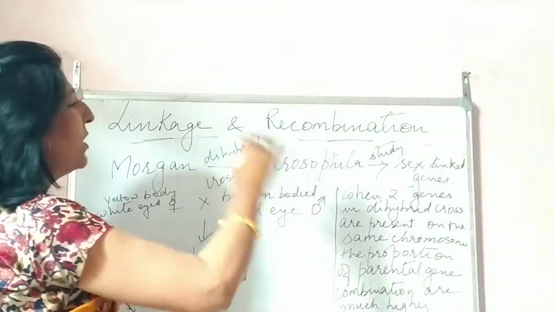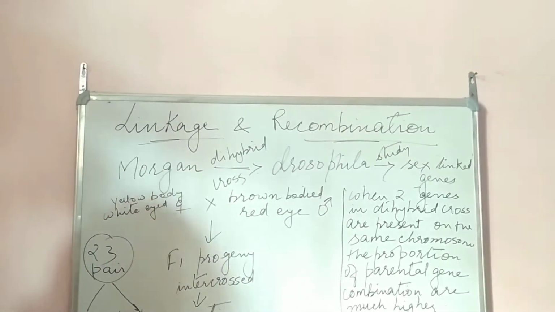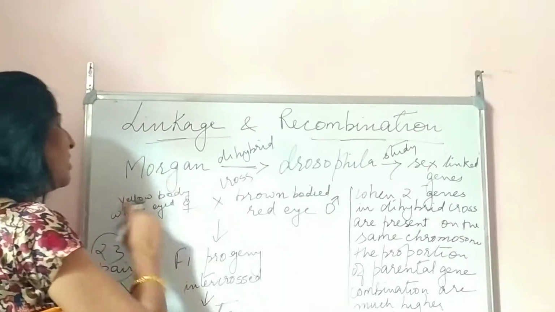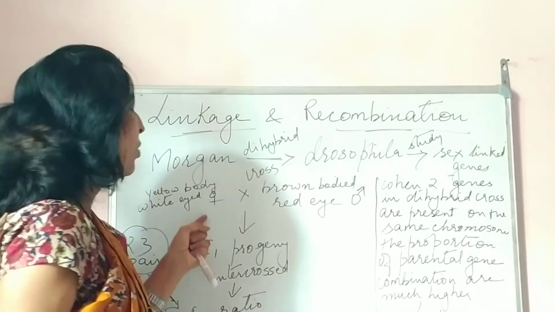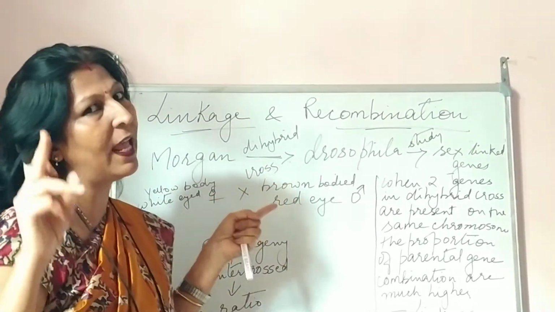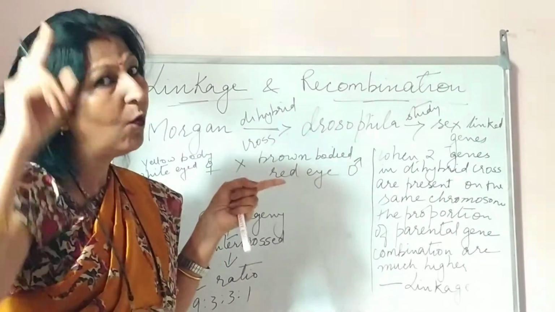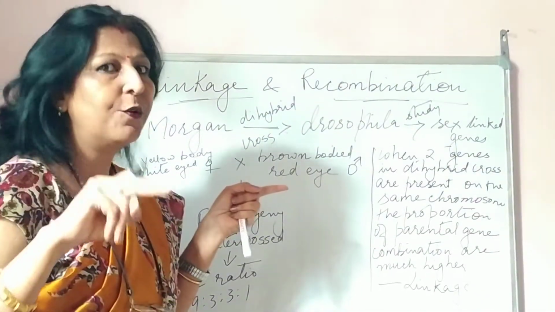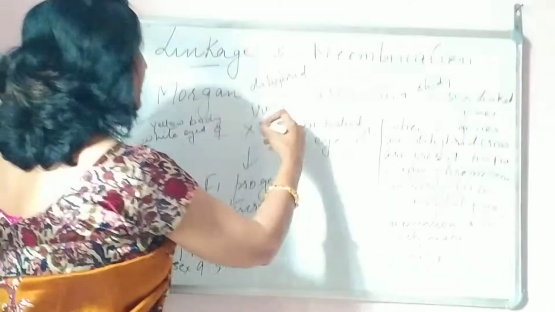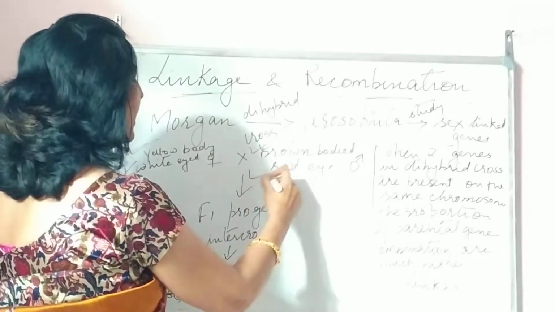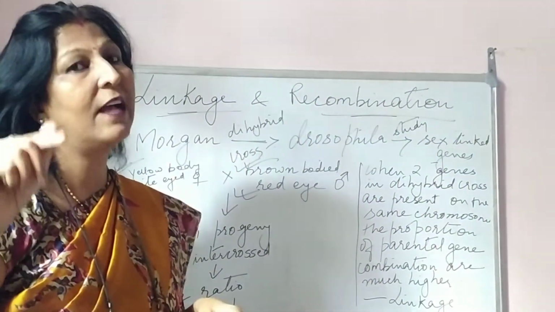So what did Morgan do? Morgan took yellow bodied, white eyed females, those Drosophila whose body was yellow and whose eyes were white, and he crossed them with brown bodied, red eyed flies. Like the dihybrid cross where we took the shape and the color of the seed, round and wrinkled, green and yellow, here also he took two factors: yellow body and brown body, white eye and red eye. It means he did a dihybrid cross, and he wanted to come to the same conclusion as Mendel.